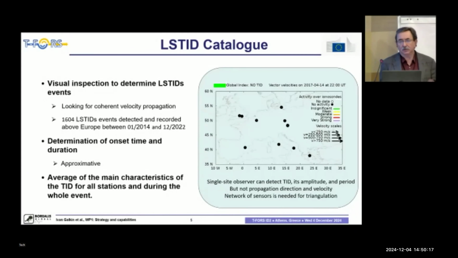And then from that knowledge, we can approximate when the TID event started. It's approximate, but it's still good. All right. And then some averaging happens.